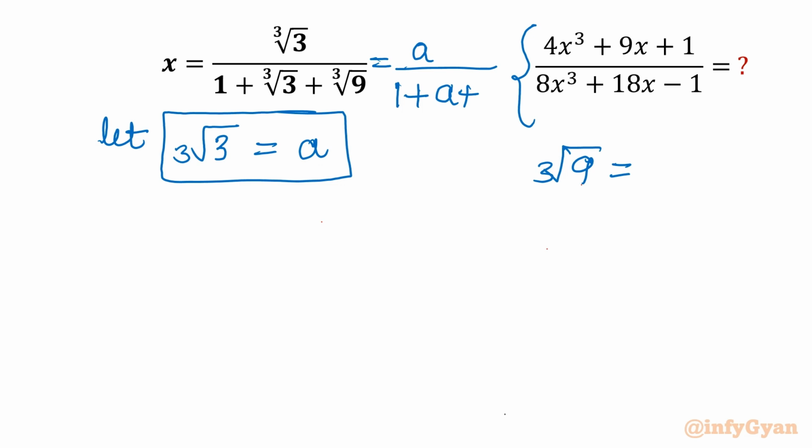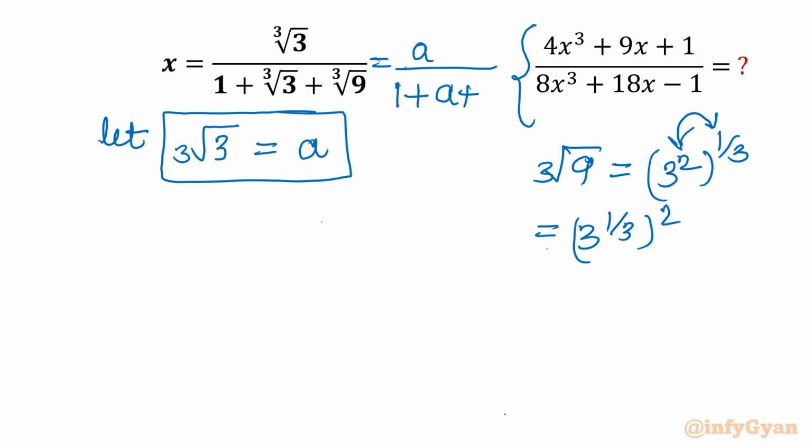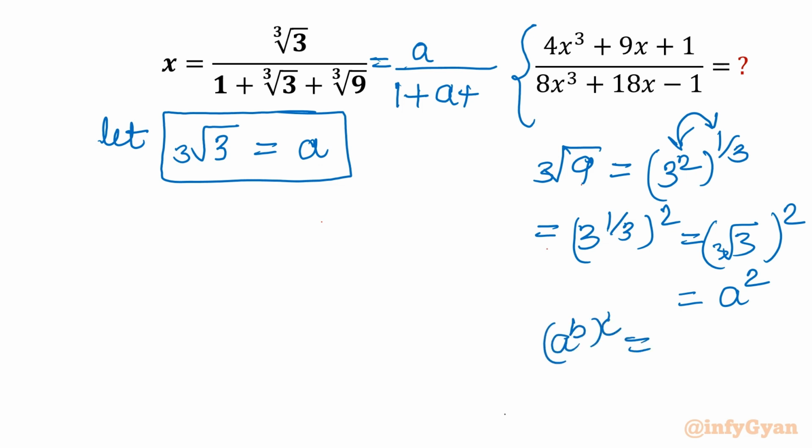How is it? I will write 9 as 3 square, whole power is 1 by 3. Now using exponent property, I can switch these powers. Means I can write like this, 3 power 1 by 3, whole power is 2. Now 3 power 1 by 3 is cube root 3, whole power 2. So this will become a square. Property used here: a power b whole power c can be written as a power c whole power b.